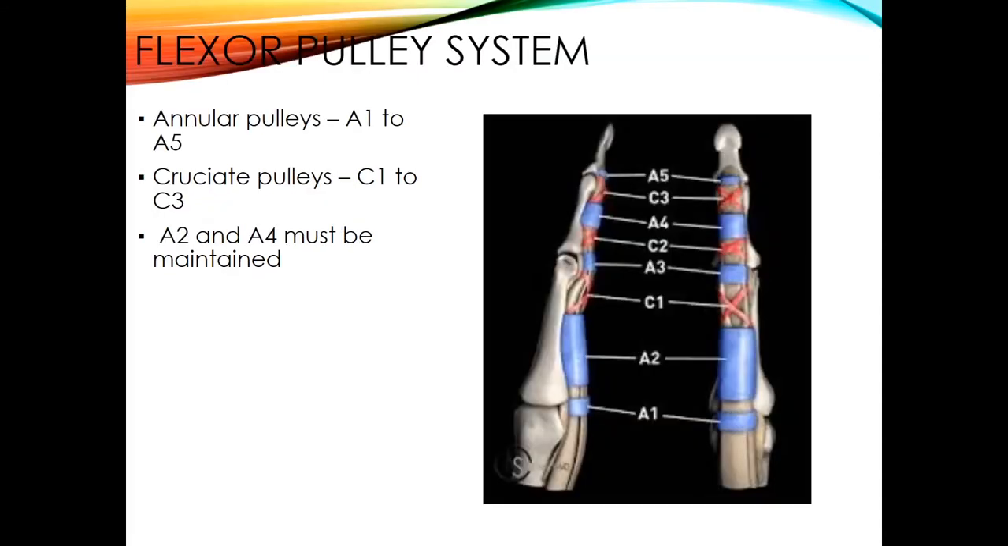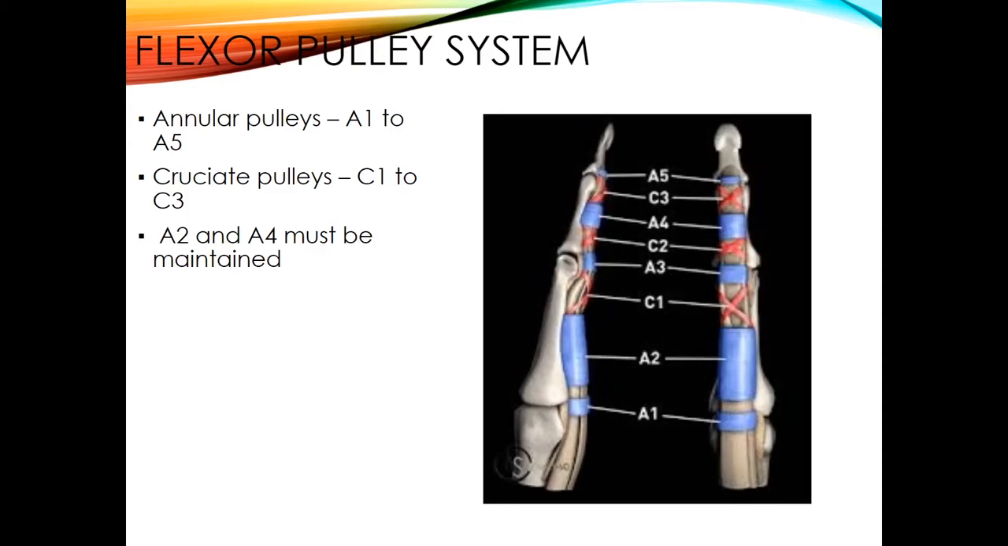Knowing where your pulleys are is very important. Your annular pulleys are A1 through A5, and these are the main contributors to holding the tendon down to the bone and preventing bowstringing. The odd-numbered annular pulleys are over joints. The A1 pulley is over the metacarpophalangeal joint. The A3 pulley is over the PIP joint. And the A5 pulley is distally over the DIP joint.